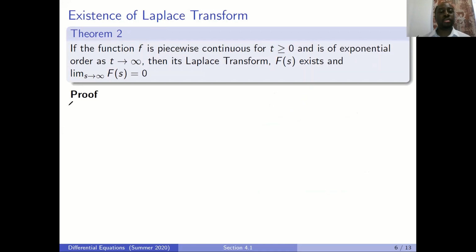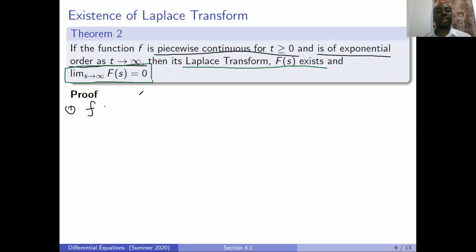Okay, so here's the theorem for the existence of the Laplace transform. If we can confirm that our function is piecewise continuous for all non-negative time, and if the function is of exponential order as t goes to infinity, then we can say for sure that its Laplace transform exists. And in addition, we can verify that the Laplace transform has a horizontal asymptote.